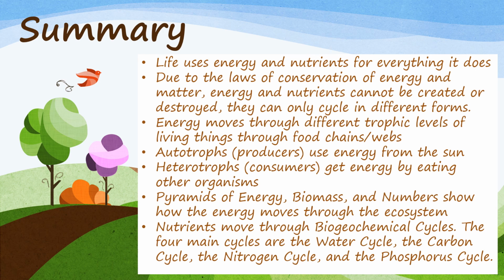Now, pyramids of energy, pyramids of biomass, and pyramids of numbers show how the energy moves through the ecosystem. Finally, our nutrients will move through biogeochemical cycles. These are the four main cycles: water cycle, carbon cycle, nitrogen cycle, and phosphorus cycle.